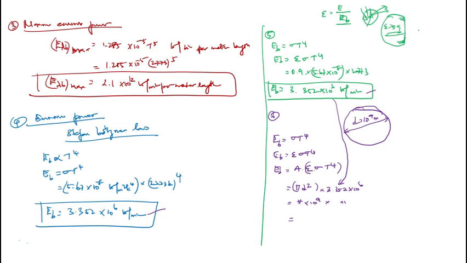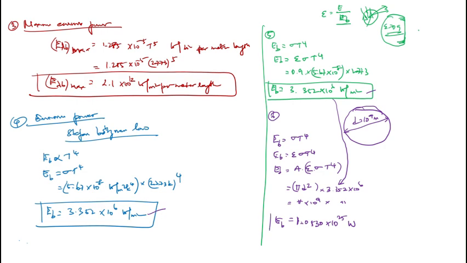pi into 10 to the power of 9, whole square, into 3.352 into 10 to the power of 6. You are almost getting the value which is equal to 1.053. So approximately it is equal to 1.0530 into 10 to the power of 25 watt.